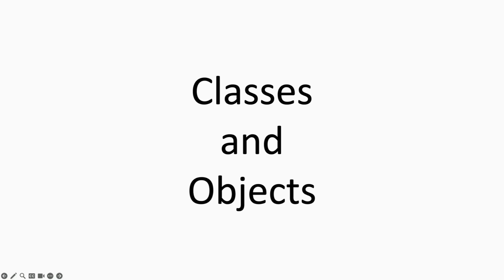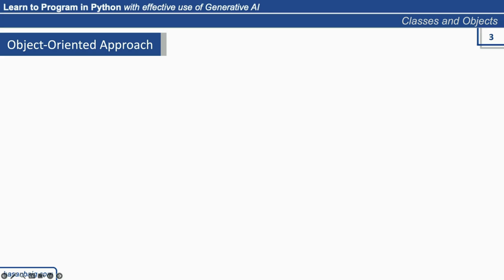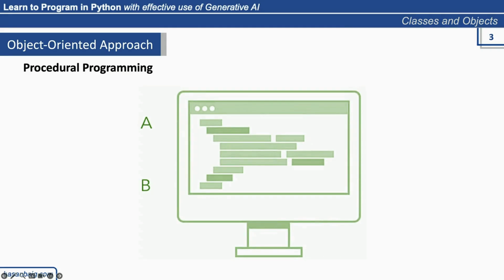Okay, so let's first talk about the object-oriented approach. Many of today's most popular programming languages are object-oriented, but that is not the only way to develop software applications. In order to compare the benefits of the object-oriented approach with other approaches, it is fair to compare it with the simple approach that we have been using so far, which is called procedural programming.